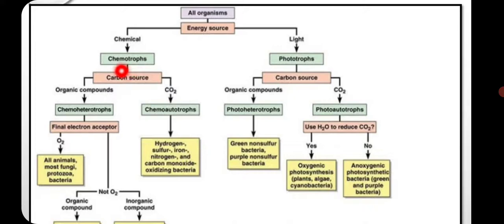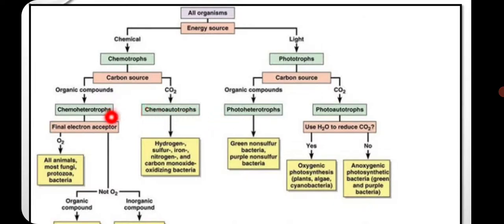And chemotrophs, chemo stands for chemical. So they use chemical compounds as an energy source, called chemotrophs. Okay, clear? Chemotrophs and phototrophs. Next, chemotrophs are divided into two categories: chemoheterotrophs and chemoautotrophs. Just keep in mind that chemo means chemical, and photo means light.